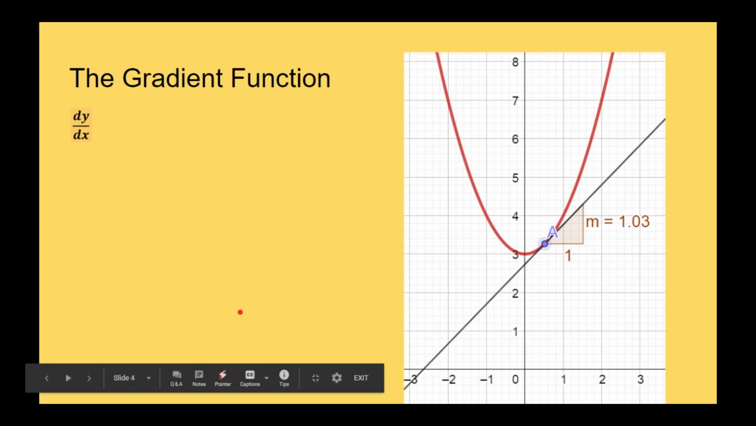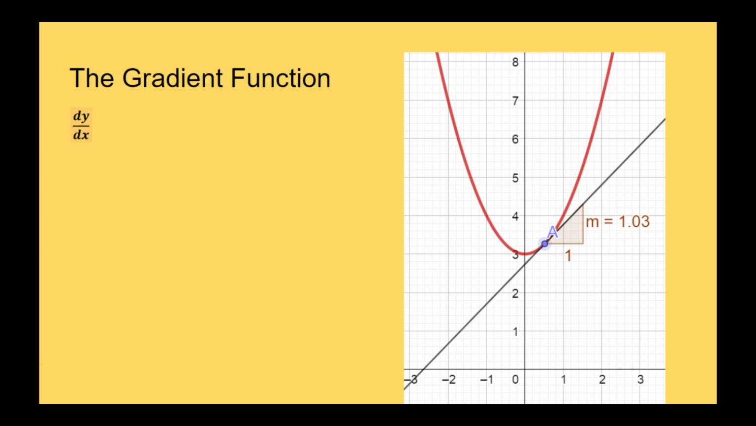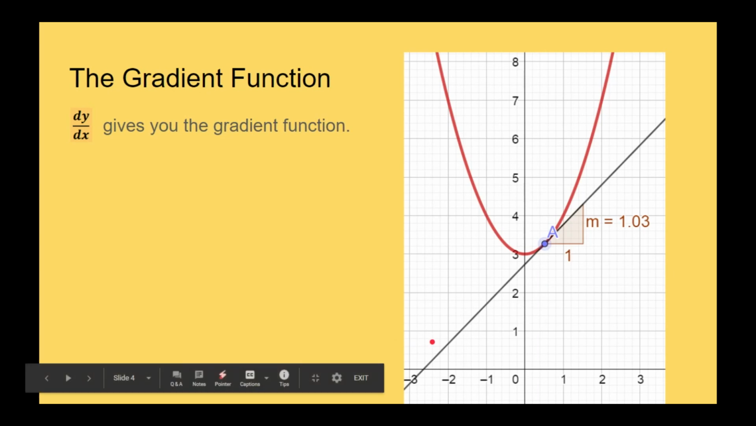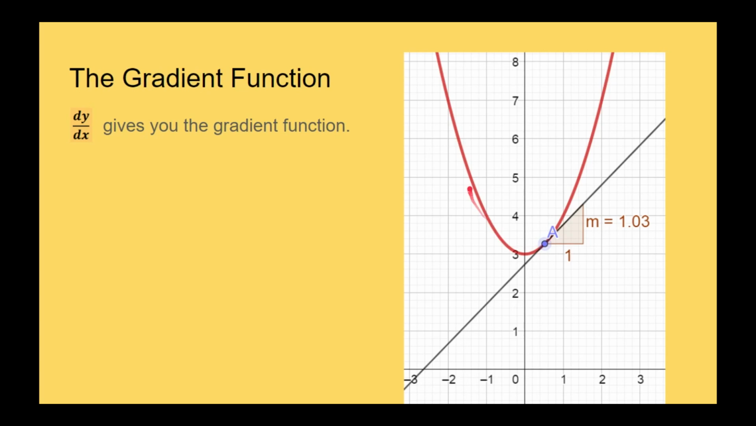Now, happy with that, then we can look at the gradient function. So on the previous graph, the gradient was constant. But on a graph like this, here we've got a parabola, so we're talking about a quadratic. And this one is just y equals x squared plus 3. The gradient changes depending on the point that we're measuring it at.